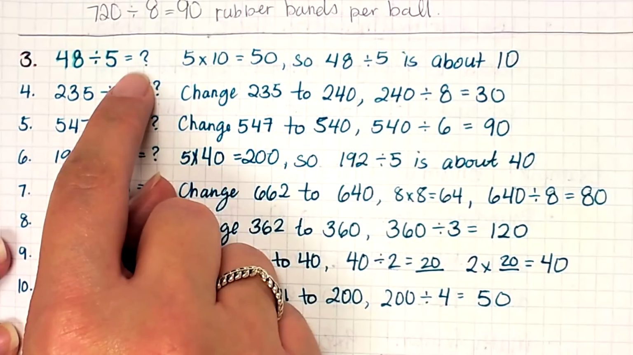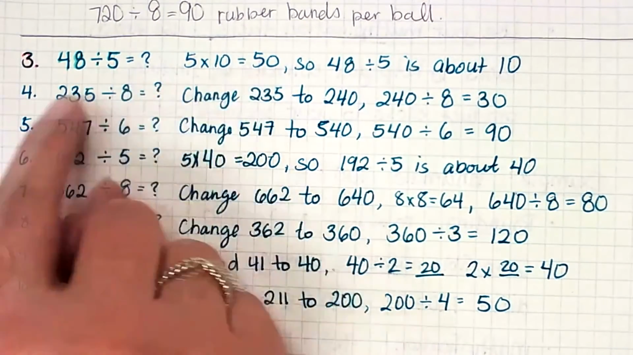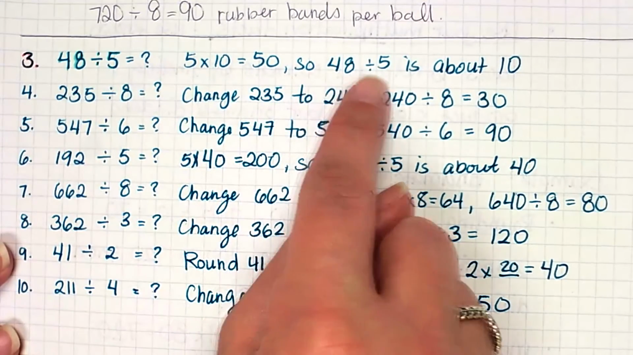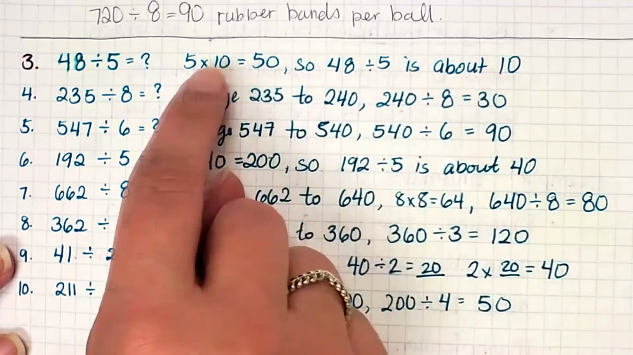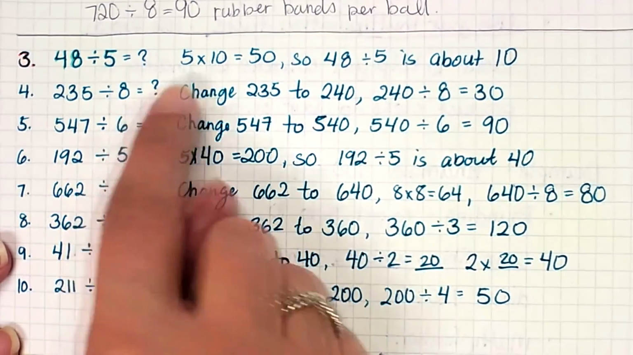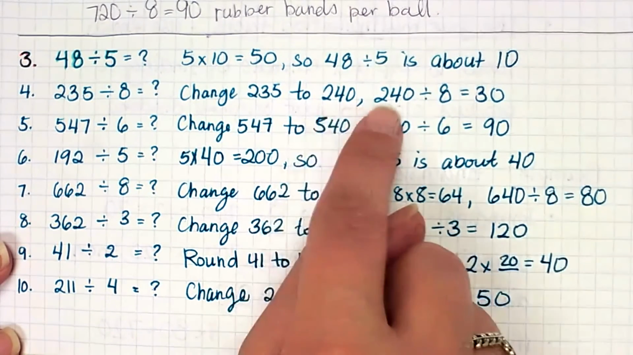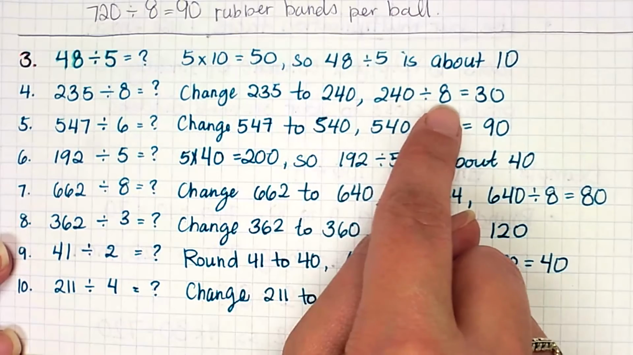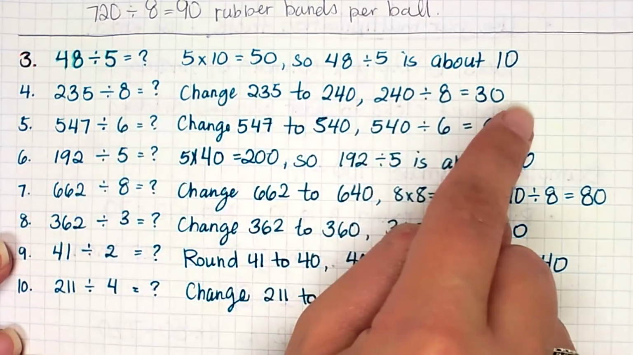48 divided by 5. So I can say 5 times 10 is equal to 50, and 50 is close to 48. So 48 divided by 5 is about 10. For 235 divided by 8, I'm going to use compatible numbers. I'm going to change the 235 to 240 and say 240 divided by 8 is 30. So 235 divided by 8 is about 30.